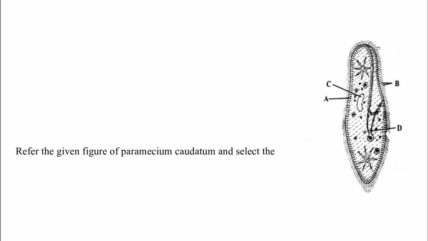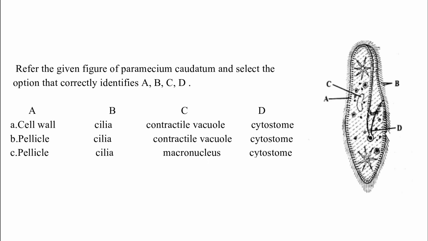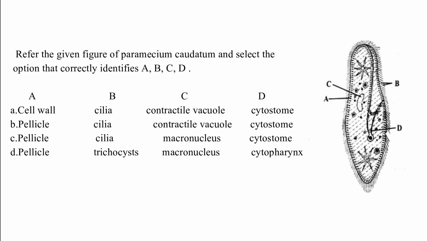Refer to the given figure of Paramecium caudatum and select the option that correctly identifies A, B, C and D. Option A, cell wall, cilia, contractile vacuole, cytostome. Option B, pellicle, cilia, contractile vacuole, cytostome. Option C, pellicle, cilia, macronucleus, cytostome. Option D, pellicle, trichocytes, macronucleus, cytopharynx. The correct answer is option C, which is A, pellicle; B, cilia; C, macronucleus; D, cytostome.